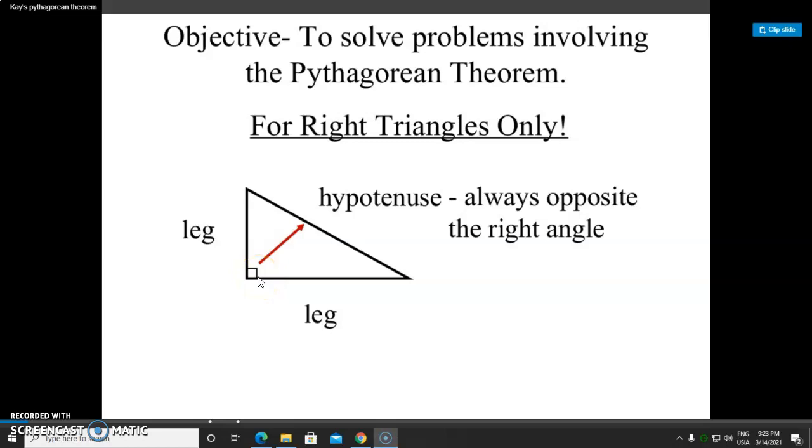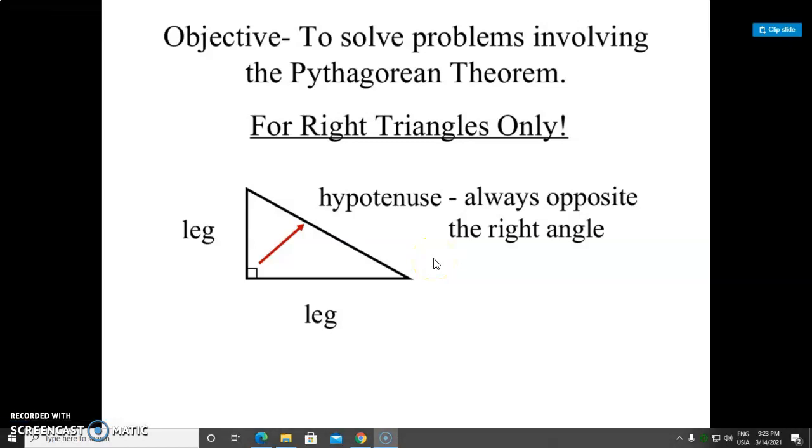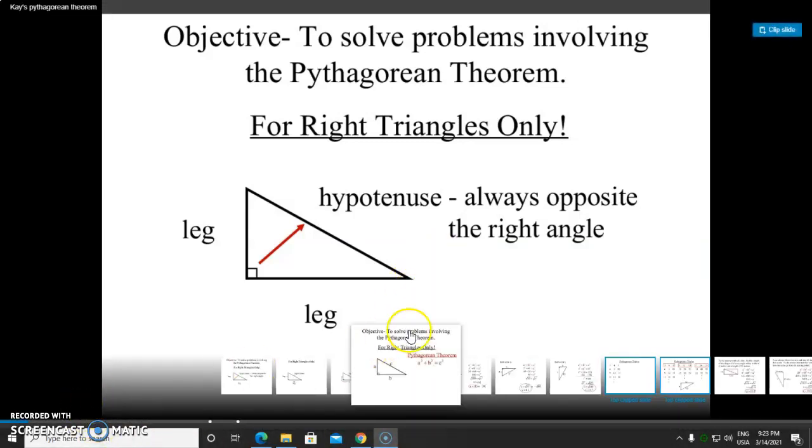Let me give you some details about right triangles. We have this part here that is opposite to the right angle. This one is called the hypotenuse, and the right triangle, other than the hypotenuse, has two legs, leg 1 and leg 2. So let's begin here.